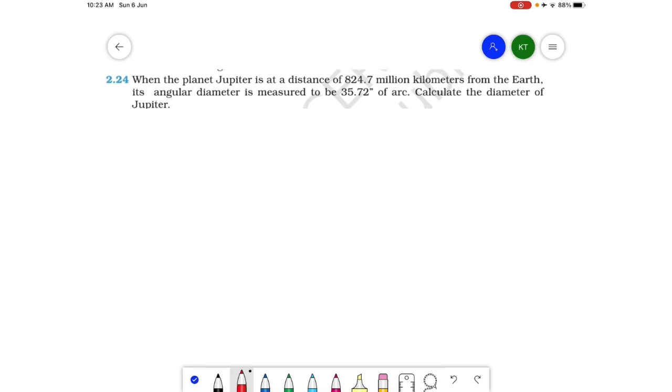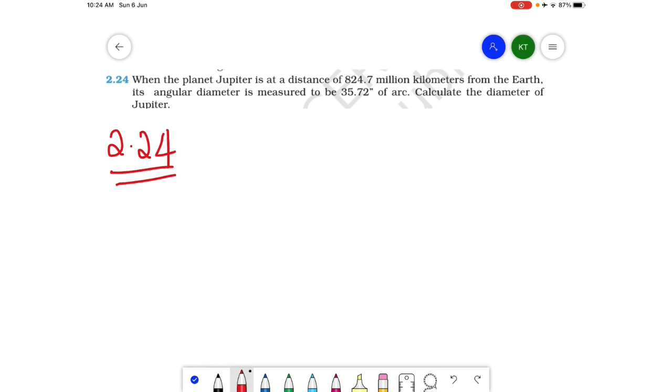Let's solve 2.24 from units and measurements. Let's read the question. When the planet Jupiter is at a distance of 824.7 million kilometers from the Earth, its angular diameter is measured to be 35.72 seconds of arc. Calculate the diameter of Jupiter.